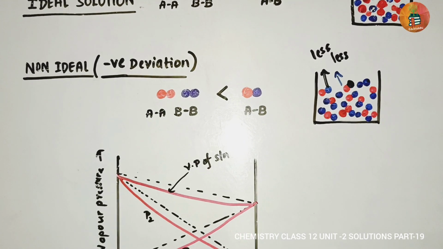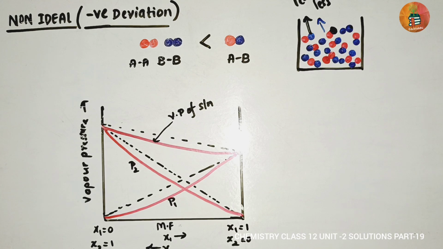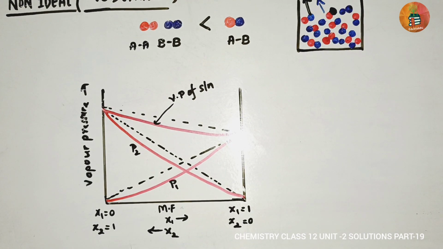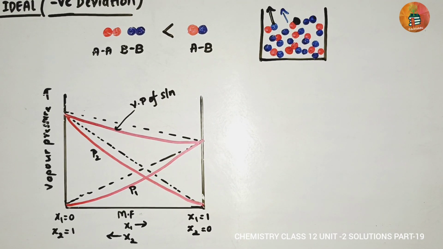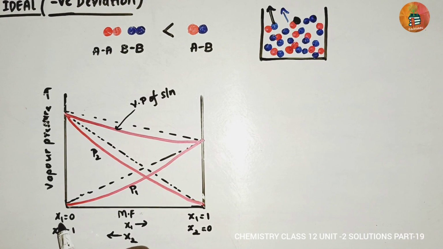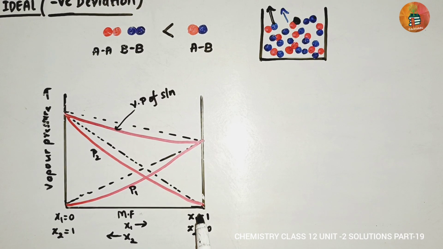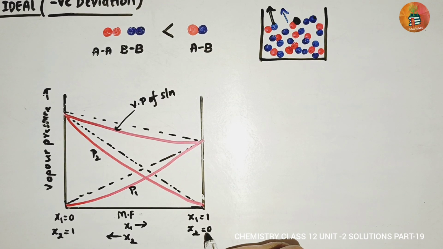So if you see a graph related to these non-ideal solutions showing negative deviation, you can see here, like for non-ideal solutions showing positive deviation, we have a graph of vapor pressure along the y-axis and mole fraction along the x-axis, and I have written one of the components' mole fraction as x1 and the other as x2. From here to here, the mole fraction of component 1 increases. From here to here, the mole fraction of component 2 decreases, or I can say from here to here, the mole fraction of component 2 increases.